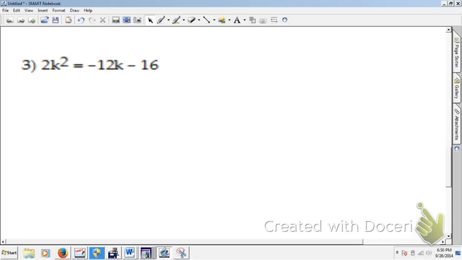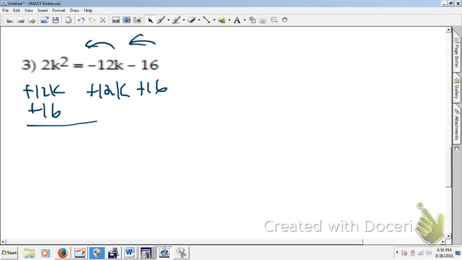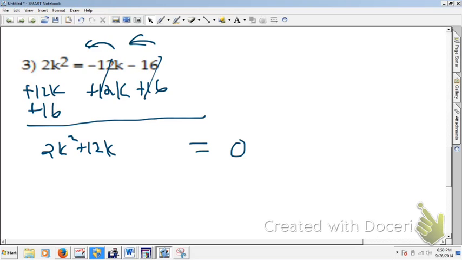Okay, now with this one, we don't have our perfect descending order, our standard form, so we're going to put it in that nice order. So move this term over, move this term over. If it helps you, write that step out: add 12k, add 12k, add 16, add 16. Zero it out is what I'm getting at. So 2k squared plus 12k plus 16.